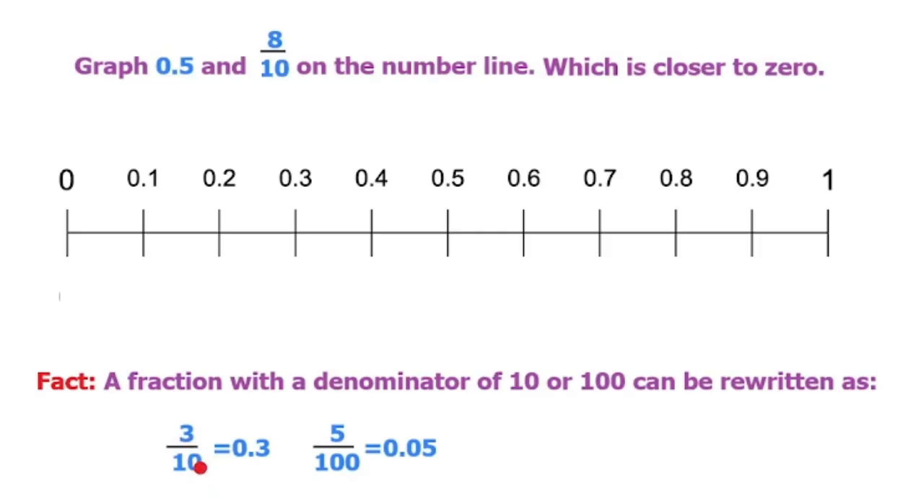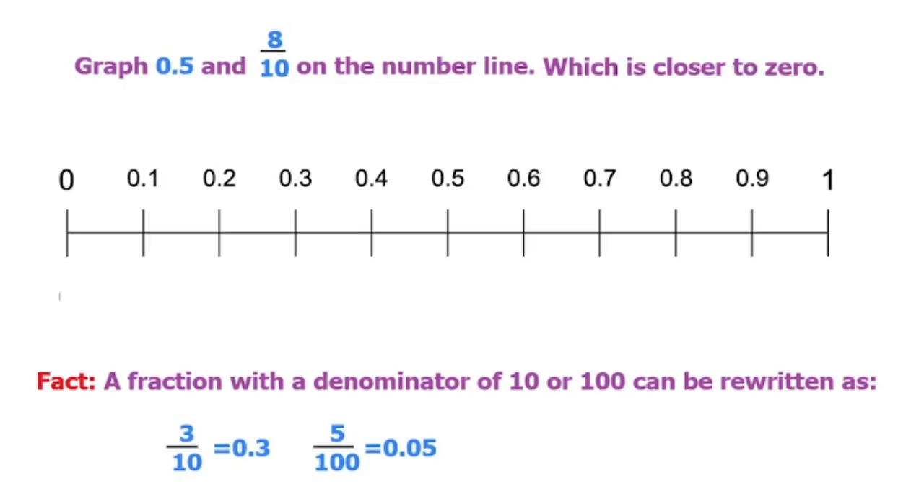So for 3 over 10, there's 1 zero, so I'm going to move the decimal over 1. So it'll be like this, 1 there. Over here we have two zeros, so I'm going to move the decimal over 1, 2. And then you fill in a 0 for the second spot. So 1, 2. It becomes 0.05. And you can do this with any number in the denominator, like 10, 100, 1,000, 10,000, and so on.